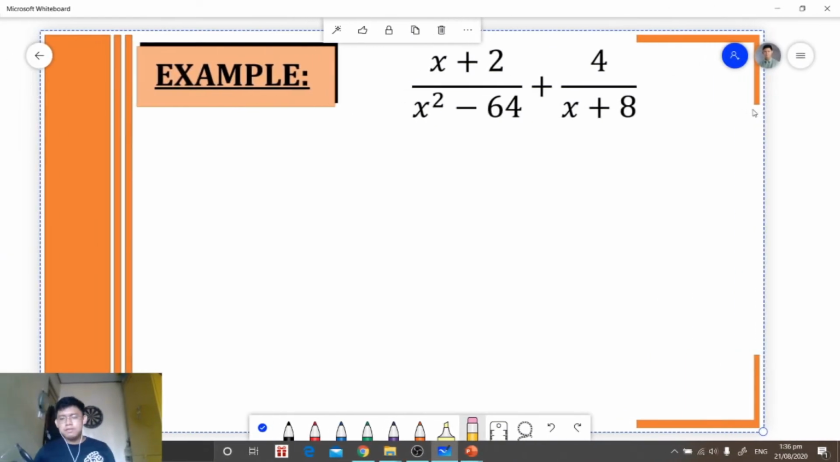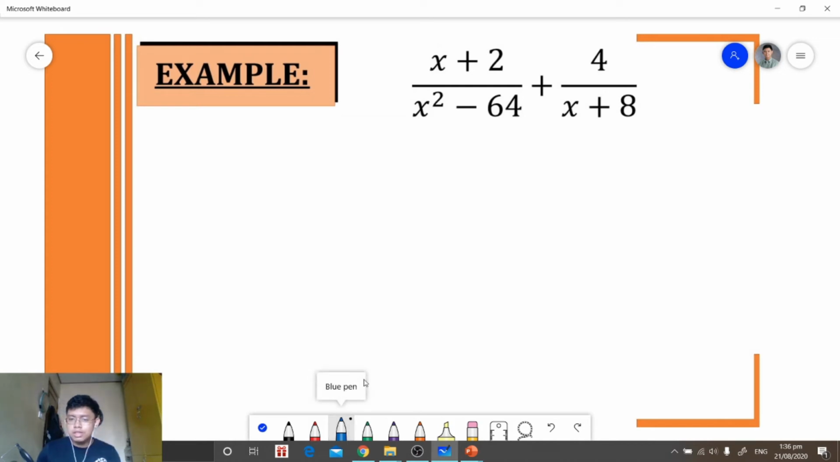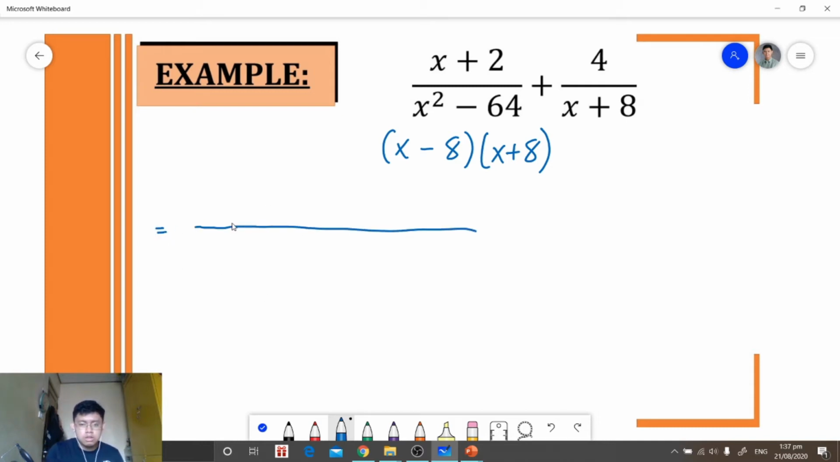Alright. Let's have another example. For example, we're going to add these two rational expressions. First thing that we need to do is get the least common denominator. Now, let's identify the least common denominator by getting the factors of our denominators. Here we will have x minus 8 and x plus 8. So our least common denominator will be x minus 8 times x plus 8.